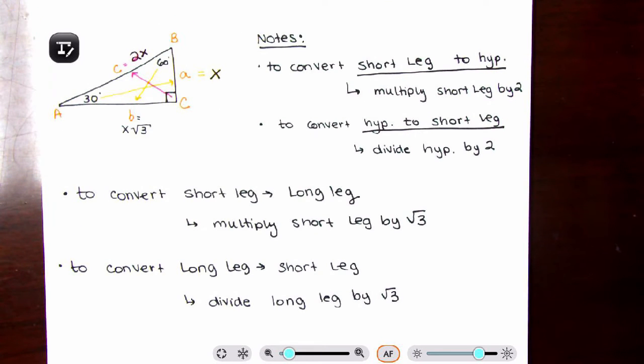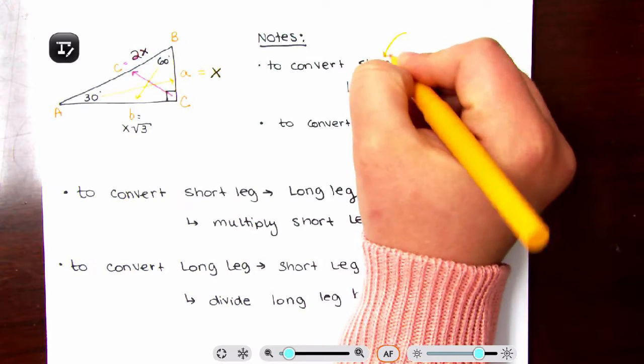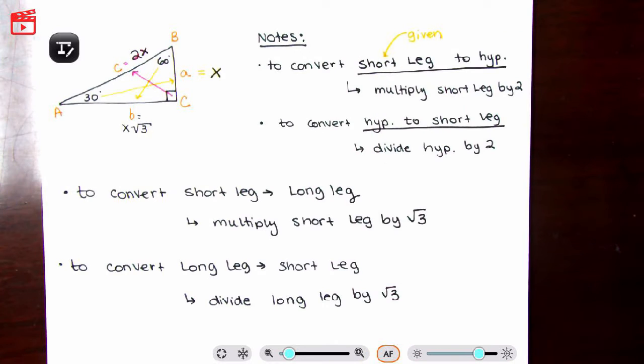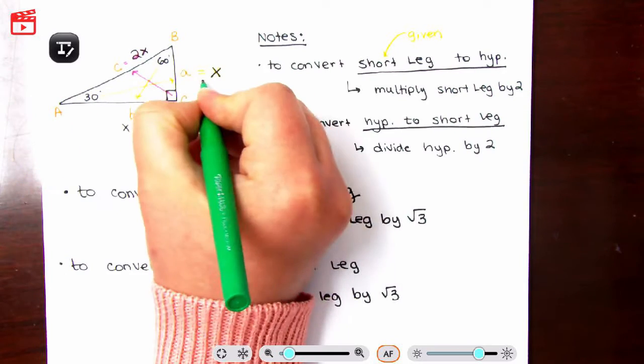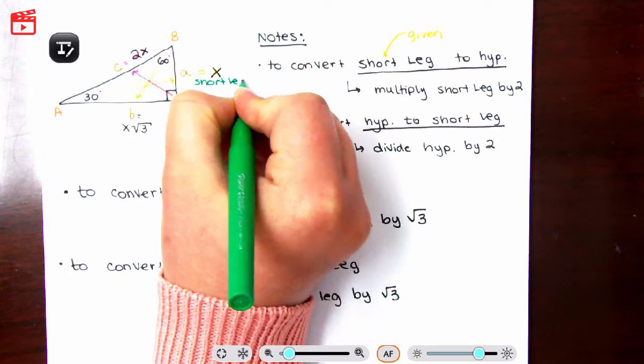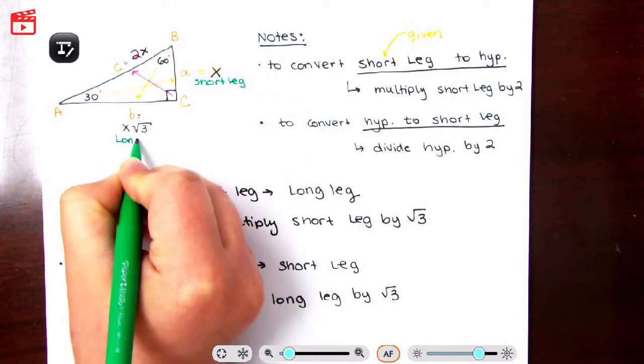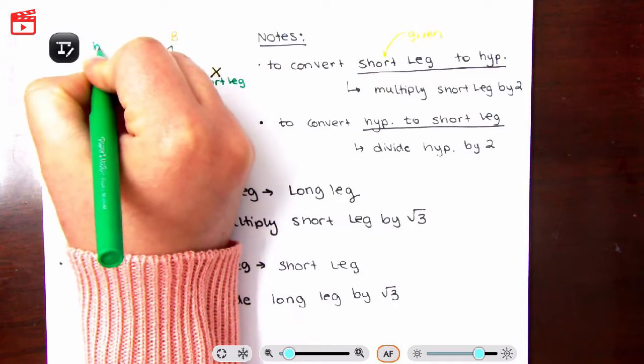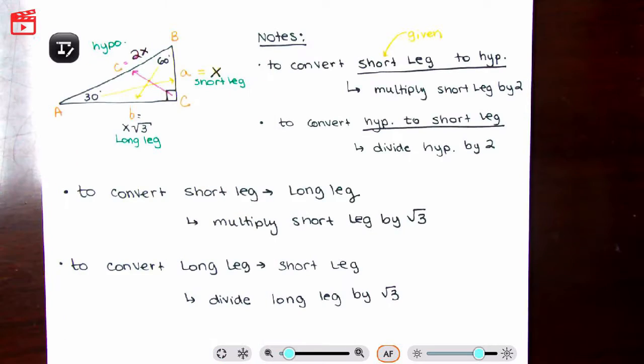We will be converting the short leg to a hypotenuse, and the hypotenuse to a short leg. You need to make sure you're aware of how to convert these. If given a short leg and you want to find the hypotenuse, you multiply that short leg by 2. The short leg is across the street from the smallest angle, so this is your short leg, this is your long leg, and this is your hypotenuse. I usually write hypo for hypotenuse.